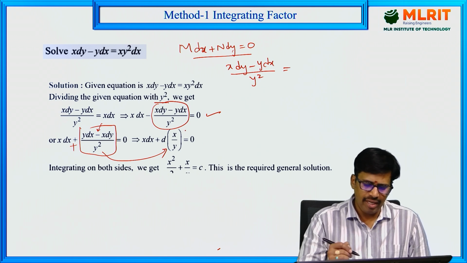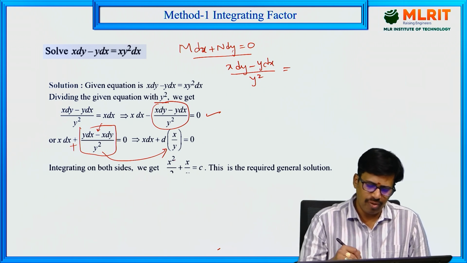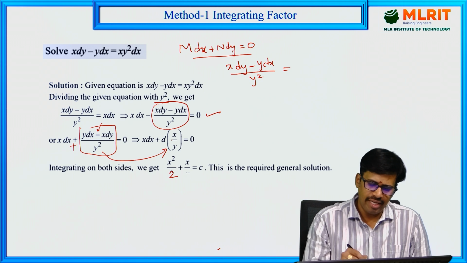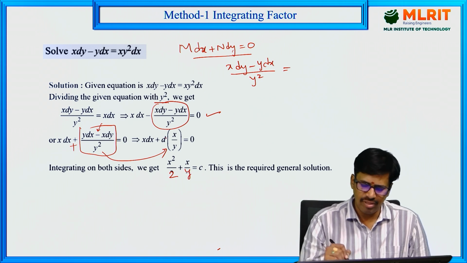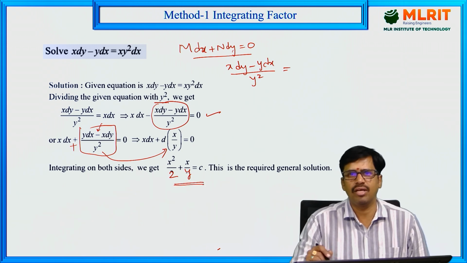Now integrating, the integration of x dx is x square by 2, plus the derivative and integration of x by y get cancelled, so x square by 2 plus x by y equal to c. This is the required solution.